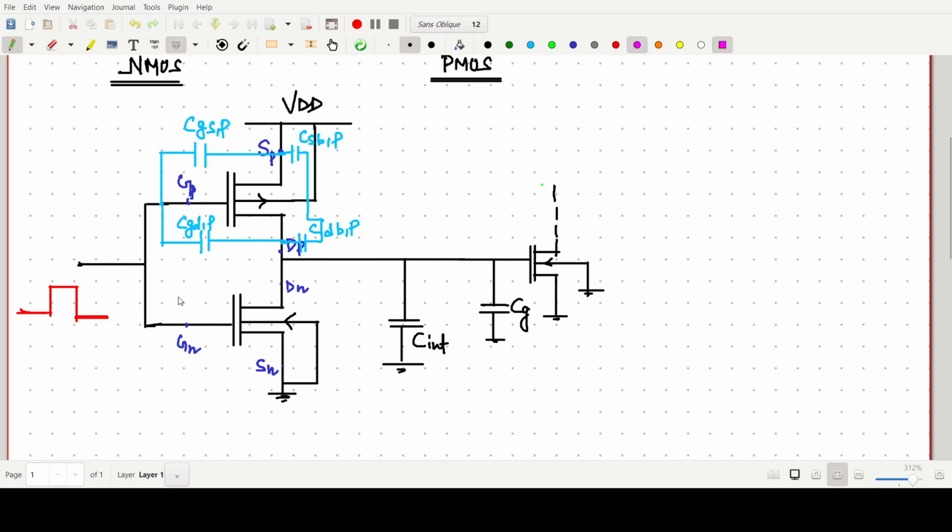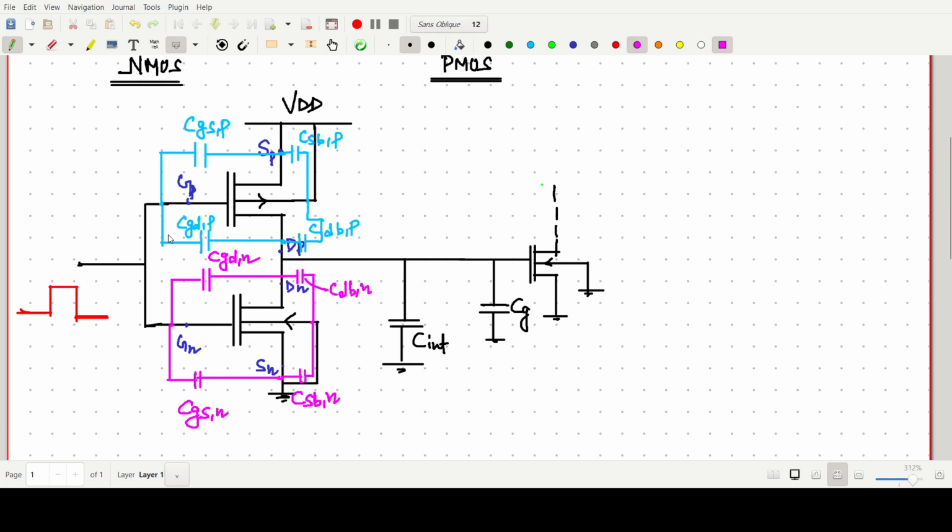Another one will be C gate and drain of N. Then we can write this capacitor as C gate and source of N. Then one capacitance will be there, you can make it like this, or you can directly connect here, same thing: C source and bulk of N. And one more capacitor is this one, which is our CDB, drain and bulk of N.